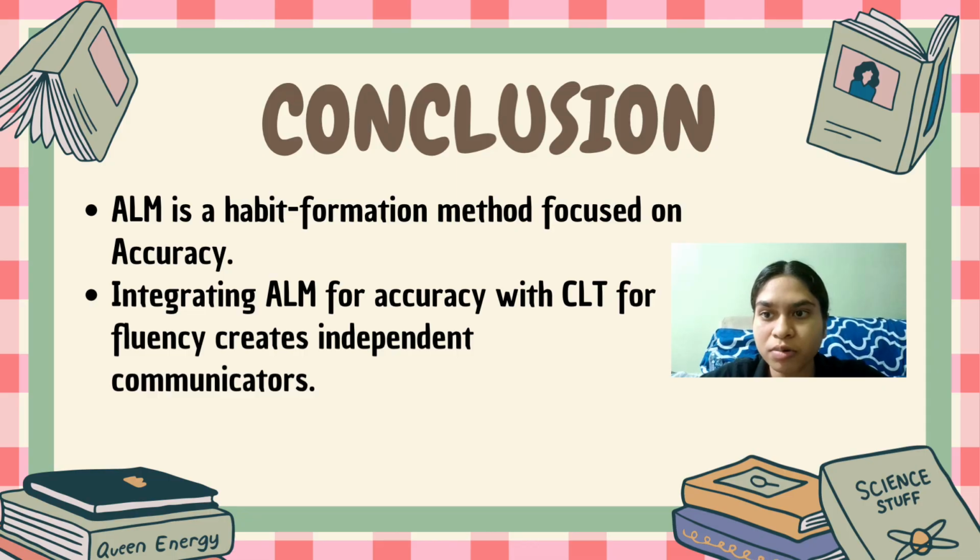Therefore, the most effective approach for teaching low proficiency learners is an eclectic model that integrates ALM with communicative language teaching (CLT). This blend uses ALM to ensure structural accuracy, while CLT immediately applies these forms in relevant task-based activities to develop the necessary fluency, spontaneity, and pragmatic competence, preparing students to be independent and confident communicators in the real world.